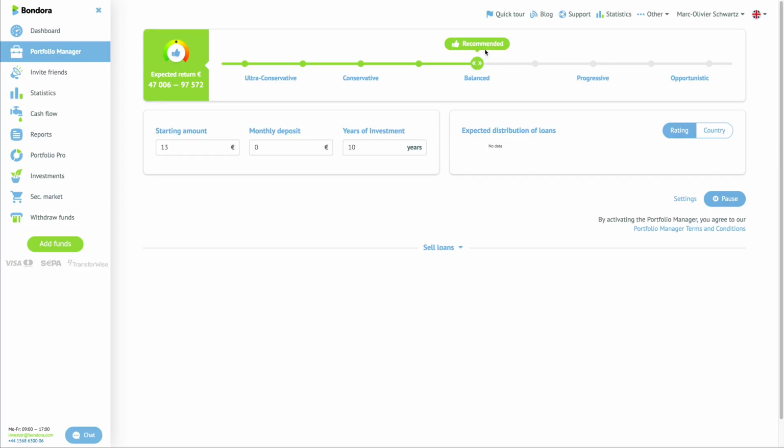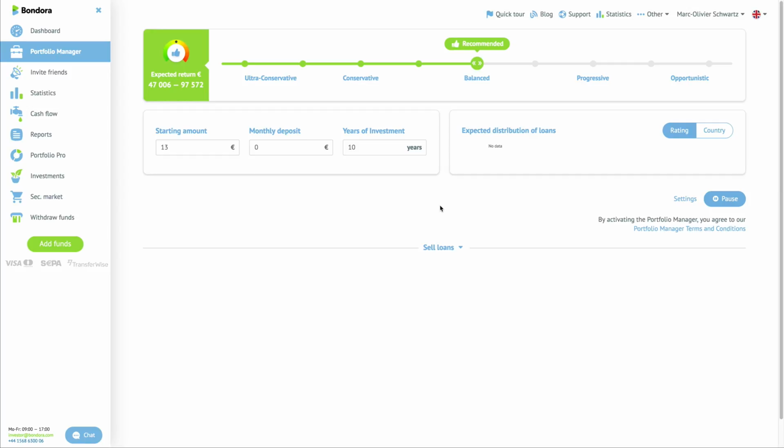So I'm in the middle here at balanced. If you put it here, it will invest more in safe and short-term loans. And here it will be long-term and high-risk loans mainly. So I'm in the middle, and really this has given me some good results so far for the years I've been investing on the platform. So I'm quite happy with that.